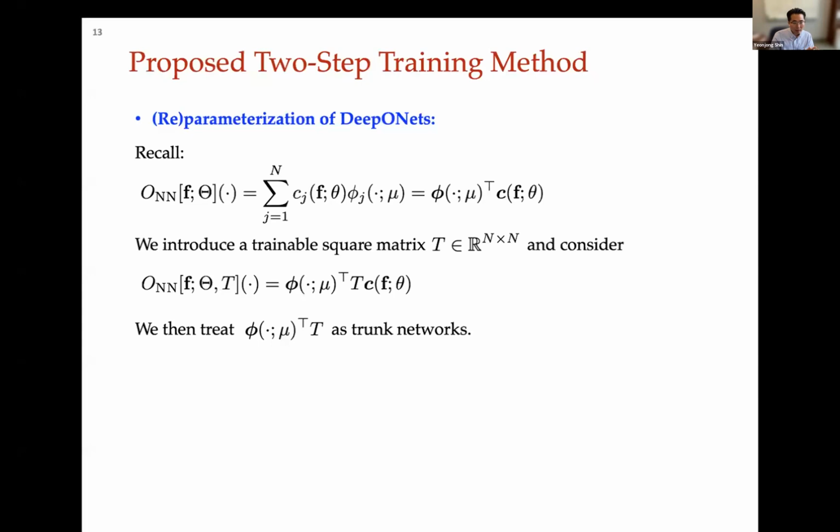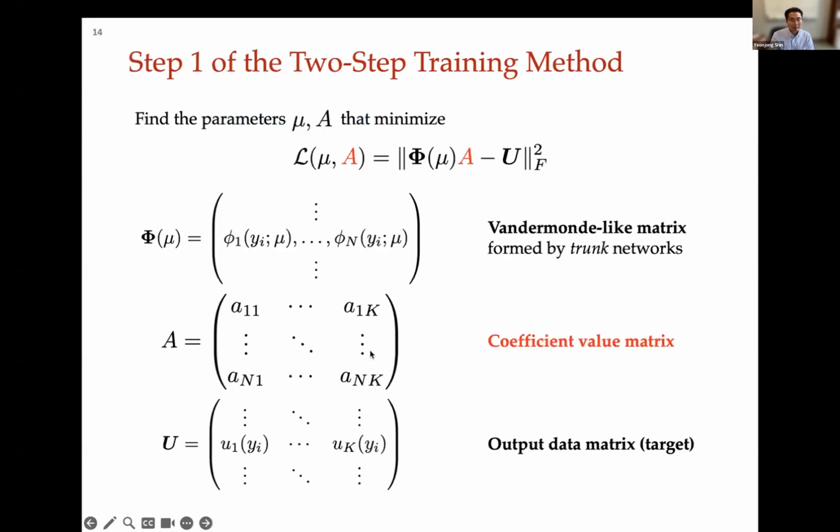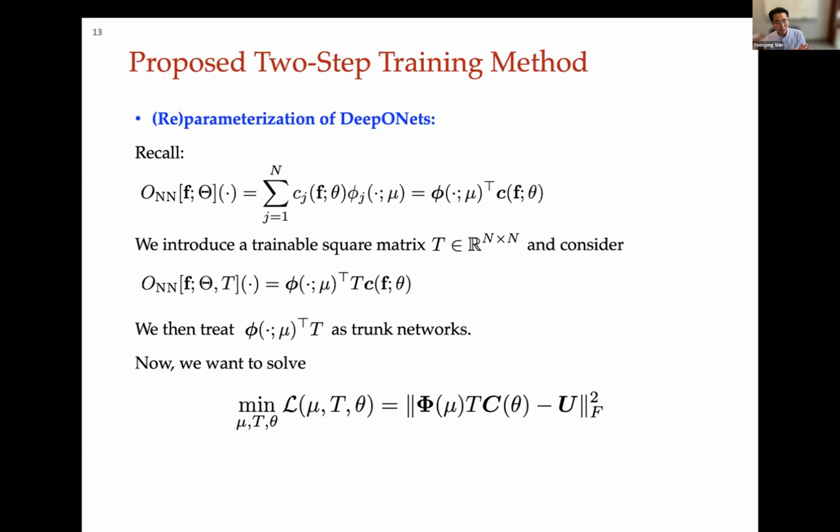Let me go over a little bit of explanation of why we introduced T, but at the end, this is a new trunk network, and by multiplying by the branch network, this is a similar matrix representation with this reparameterization trick. Then our goal is now to train mu, T, and zeta. After we figure out what mu, T, and zeta are, this is our neural network, DeepONet.